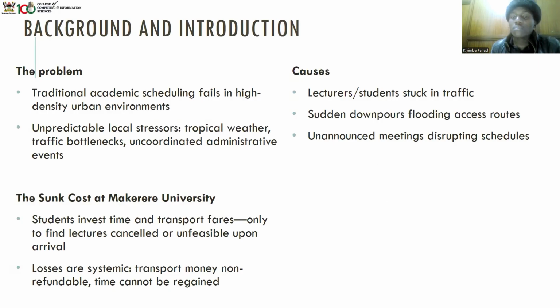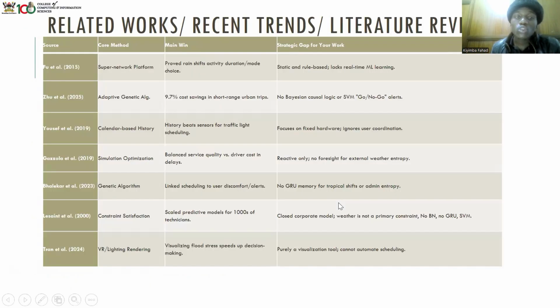So we shall then talk about some related works. One work, published in 2015, really proves that rain shifts activity durations. But the algorithm they used was static and rule-based. It really lacked a machine learning component.